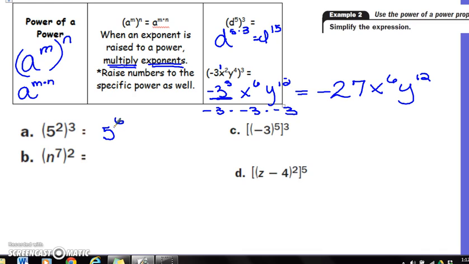Are you writing this down? Nope, I just want to write it right now. Just want to use the exponent. Don't want some big number. n to the 7th, all to the 2nd power.